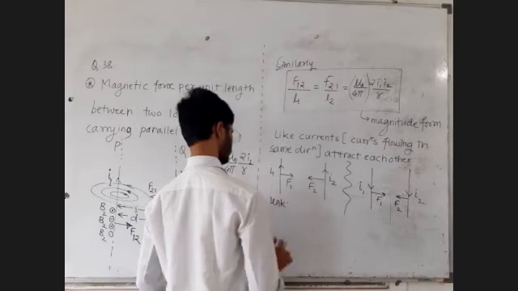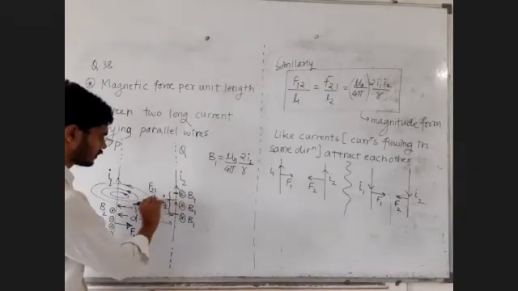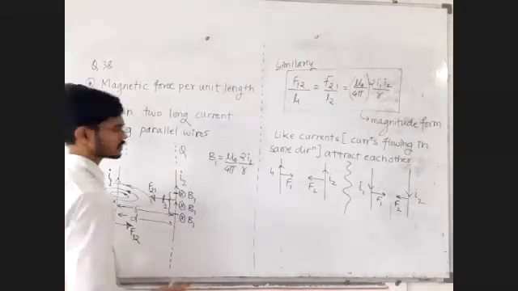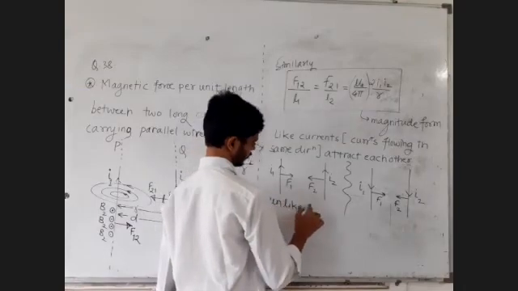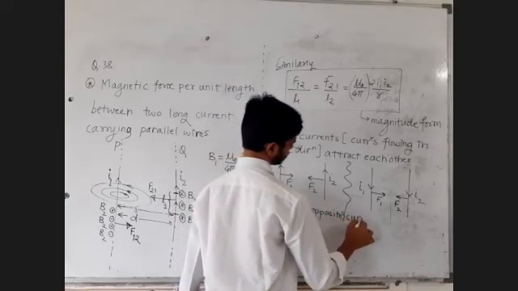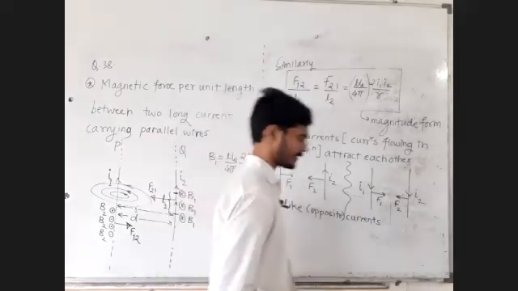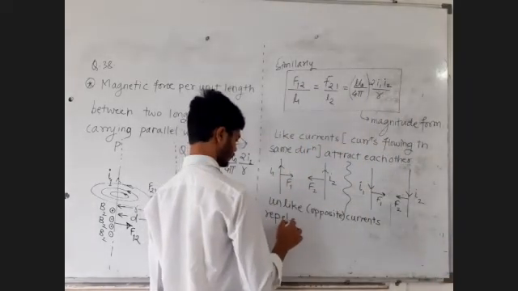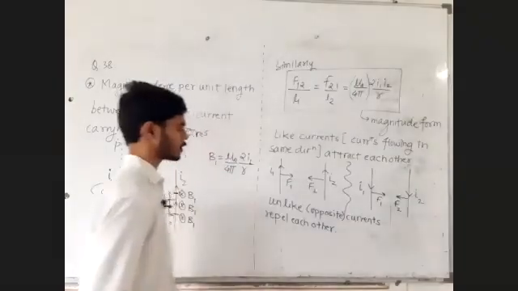Unlike currents means one is going up and the other is going down. Obviously the direction will be opposite. Now the current is not going up but going down, then the force will reverse its direction. Unlike means opposite currents, currents flowing in opposite direction. Unlike currents repel each other. Actually currents do not repel, the conductors repel, right? Unlike currents repel each other.